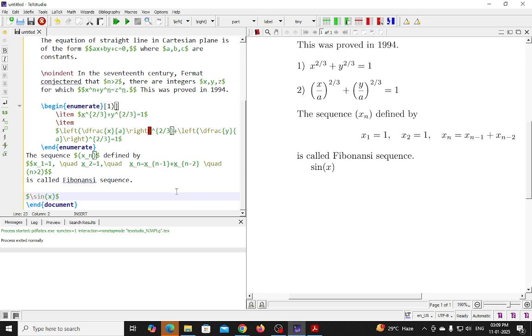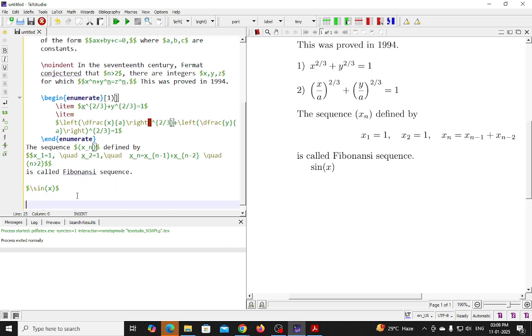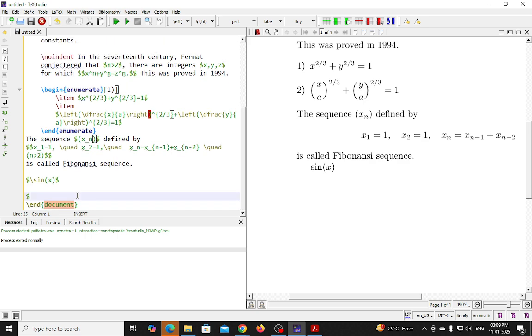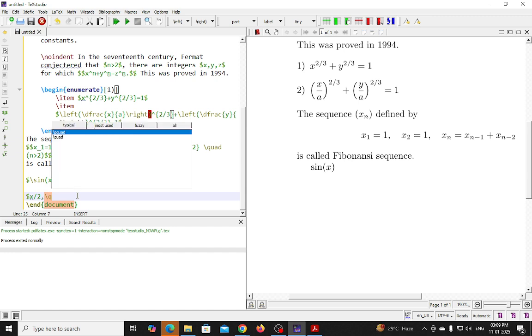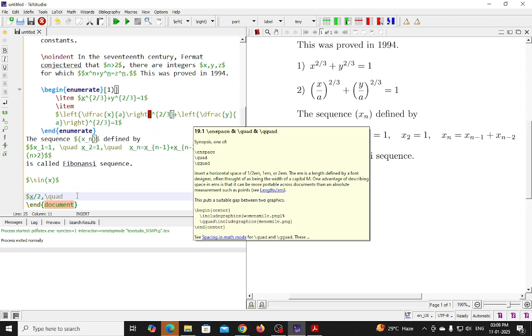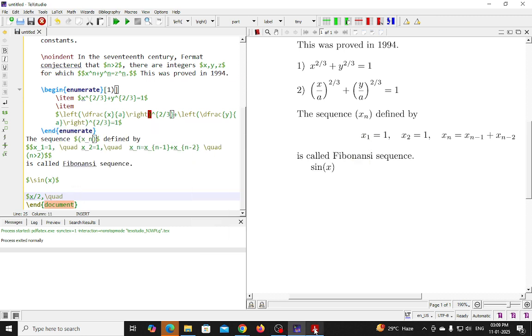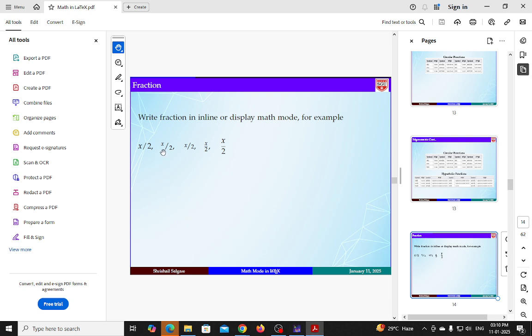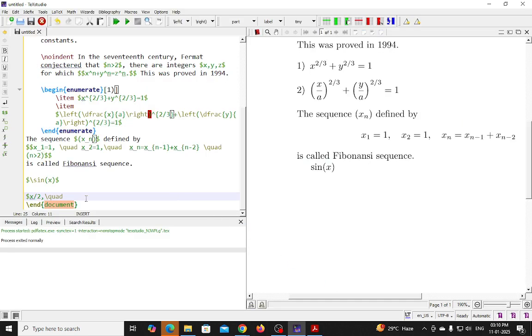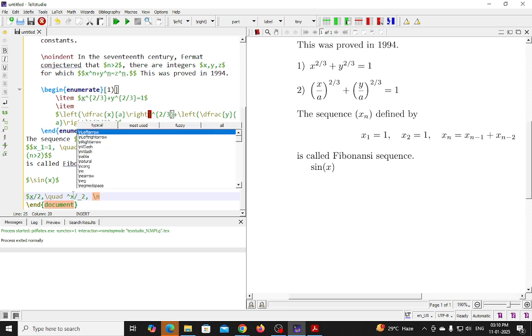Suppose I try all the outputs in a single line. In the math mode, first I directly use x by 2, then a quad space. Now in the second output, x has shifted somewhat above. So for shifting that x, I will use caret for the power, divided by and 2, and the next one nicefrac, whether it works or not I will check.